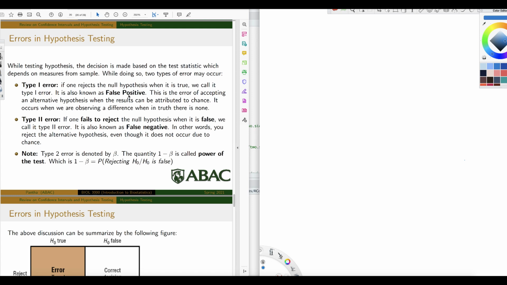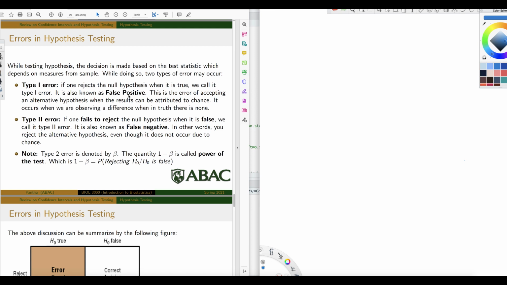Type 2 error is if one fails to reject the null hypothesis when it is false. It is called a false negative. In other words, you reject the alternative hypothesis even though it does not occur due to chance. Note that type 1 error is denoted by alpha, and type 2 error is denoted by beta, not B, beta.